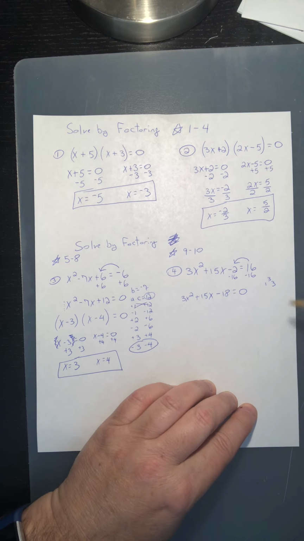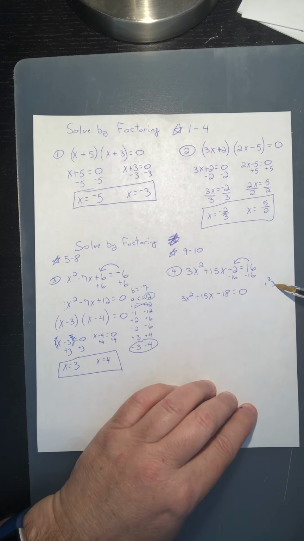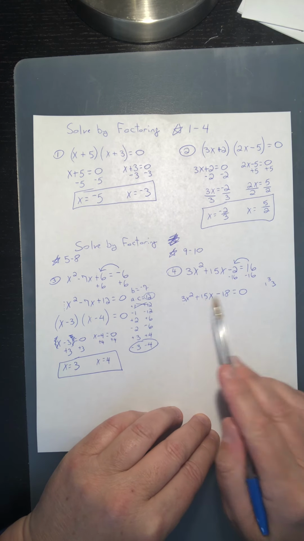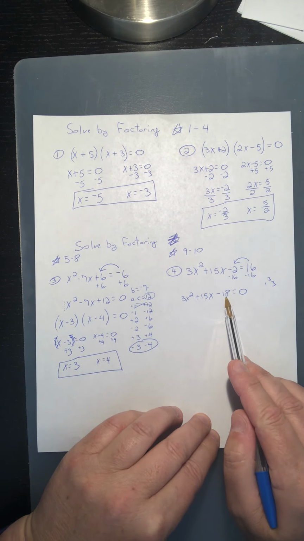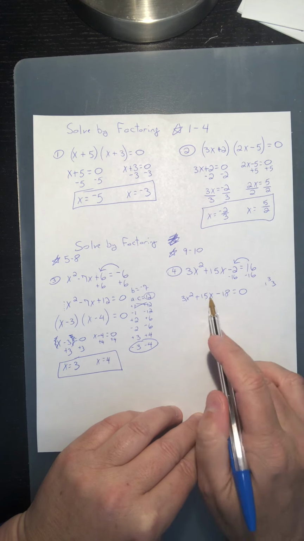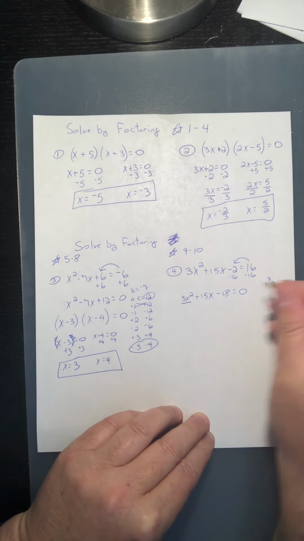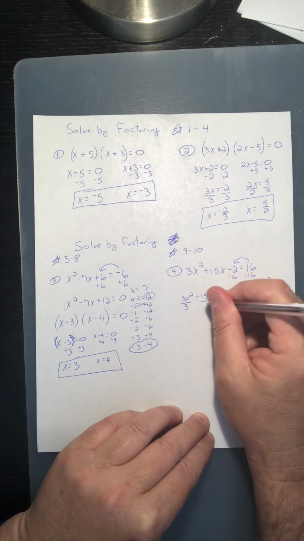Then we're going to take the highest factor, which is 3, and we're going to see if it goes into the next number, 15, and it does. And then we're going to see if it goes into 18, and it does. Now, all three terms do not have an x, so x is not a part of my greatest common factor, so it's just 3.